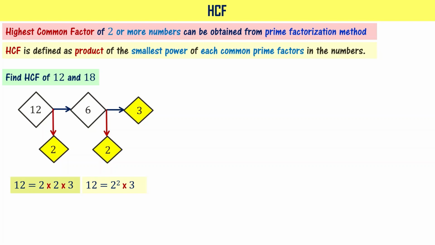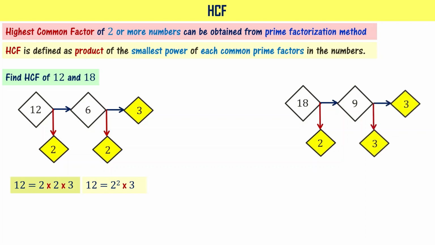Similarly, let's find the prime factors for 18 now. 18 can be written as 2 times 9, and 9 can be written as 3 times 3. So 18 can be written as 2 times 3 times 3. That can also be written as 2 times 3 square.